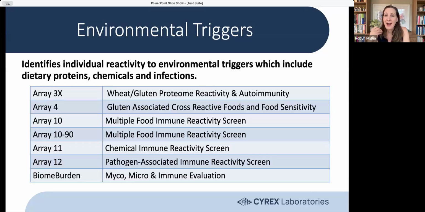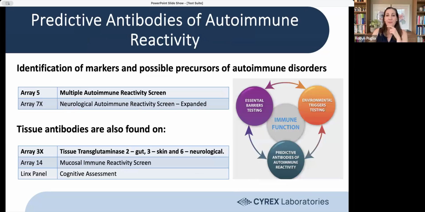And then as part of our pathogen assessment, we also have the biome burden panel, which looks at the fungal burden of the body and the role of various different fungal species and also fungal biofilm in the development and perpetuation of autoimmune disease and chronic immune system dysregulation. So that's our environmental trigger panel suite.